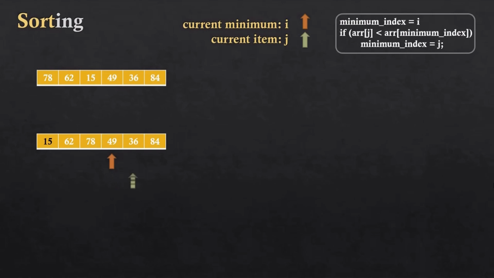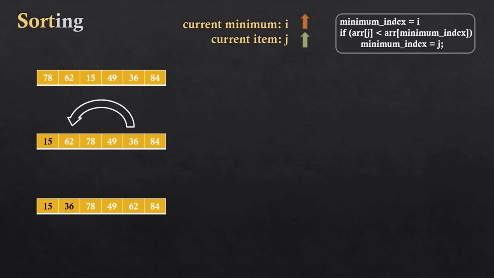Current item will move forward. Again, the current item is smaller than the current minimum. Current item will move forward and reach the last index, and the minimum value found in the second iteration is 36. So the 36 will be swapped with the element at index 1. The array after the second iteration will be 15, 36, 78, 49, 62 and 84.